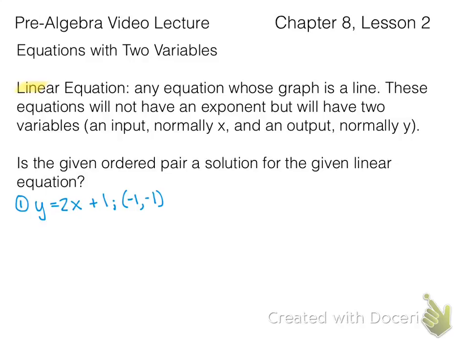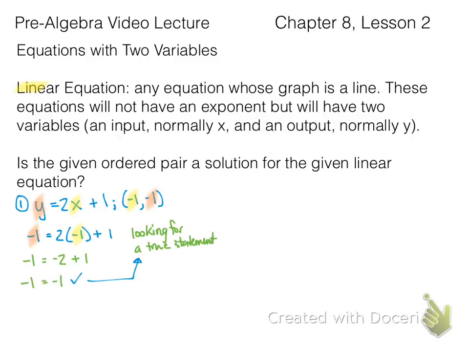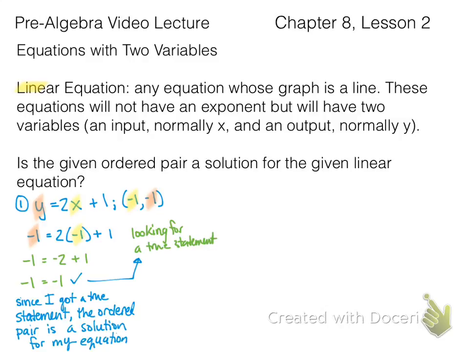Okay, so again, we can figure out whether the given ordered pair is a solution for the linear equation. We're going to do what we did on the very first slide and replace each x and each y with the x and y from the ordered pair, and then see if we get a true statement. So follow the order of operations. 2 times -1 is -2. -2 plus 1 is -1. And we get -1 equals -1. Hey, that's a true statement. Sweet. Since I got a true statement, the ordered pair is a solution for my equation.